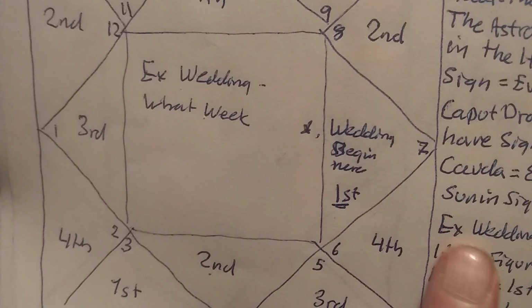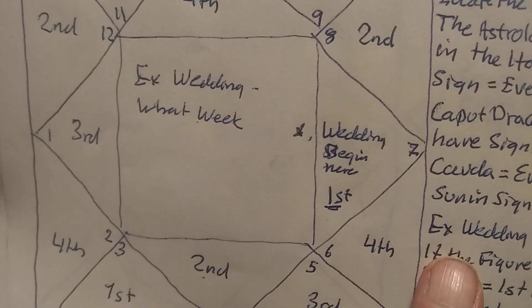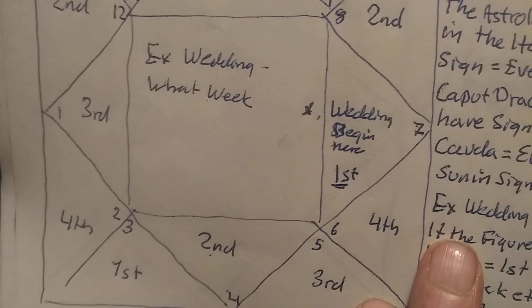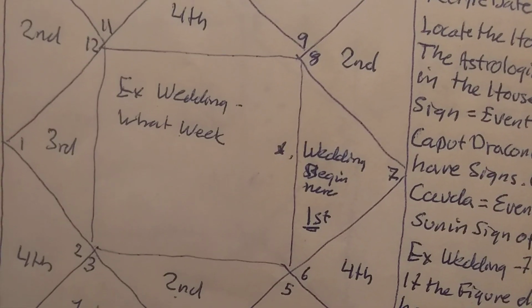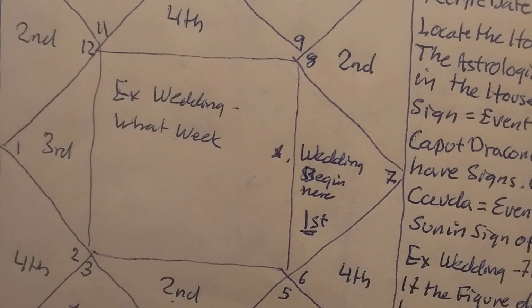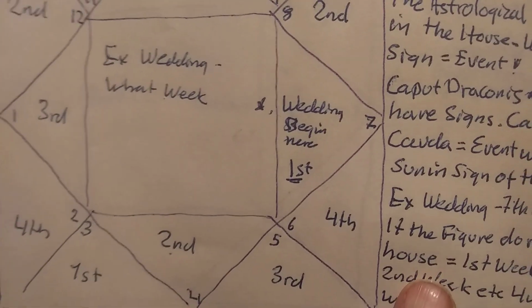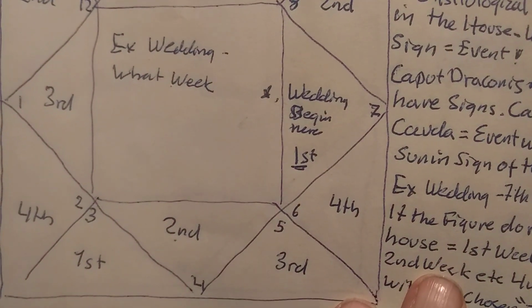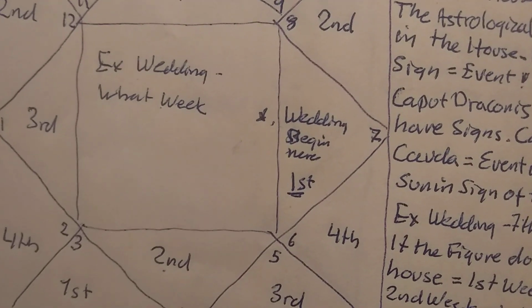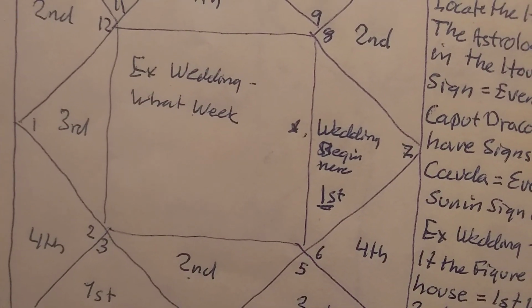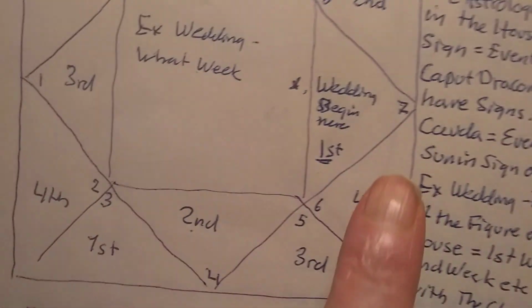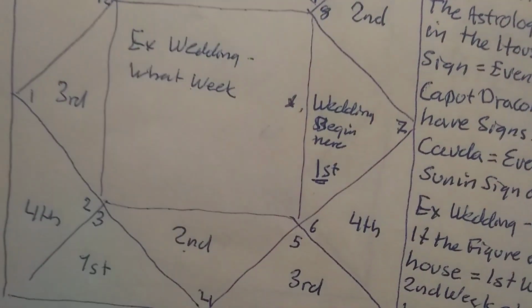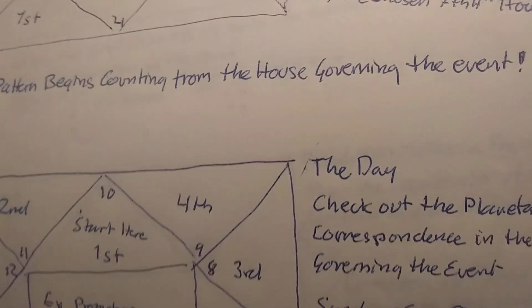And when you know the sun sign of the house, you get the month. In this example, a wedding in the 7th house, month and sign known. If the figure does not pass into any other house, it's the first week. If it passes to a new house, second week, and so on, around to 4 weeks, beginning with the chosen 7th house. So you begin here when you cast the charts for dates or the chosen house.